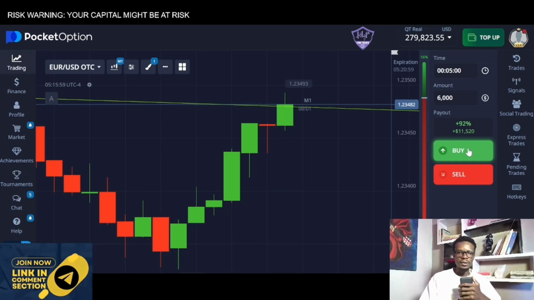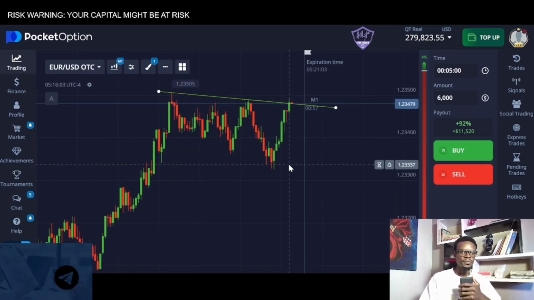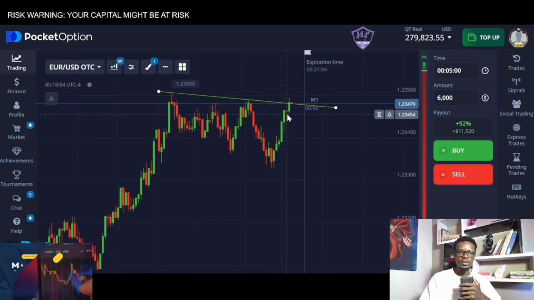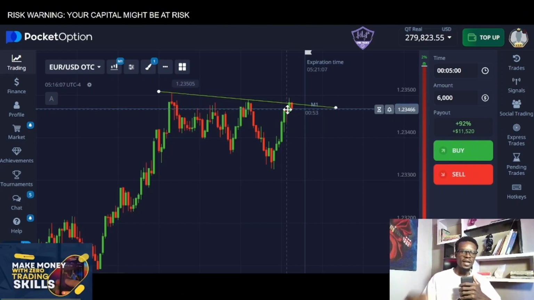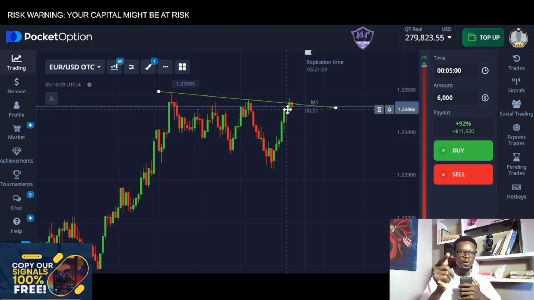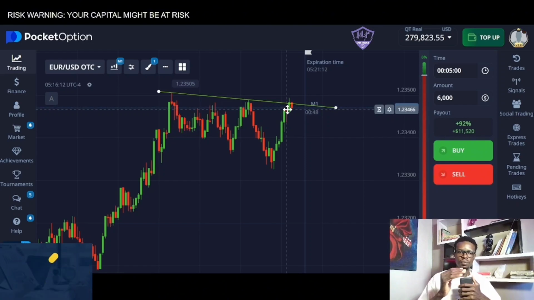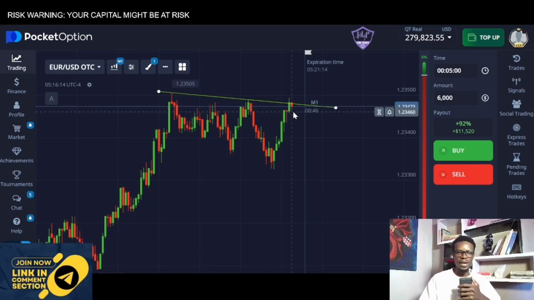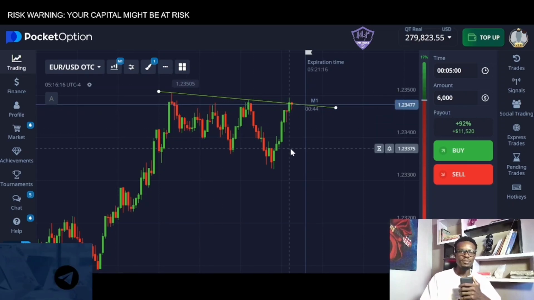All right. The candle didn't close well. So I wouldn't be entering the trade now, but I still have a chance to see what the market does. If the price closes the way I want it to close above the resistance, I am simply going to be taking my trade.